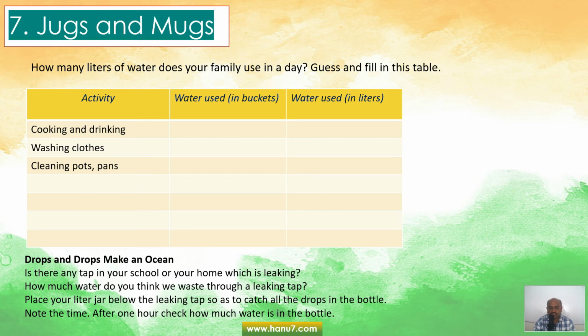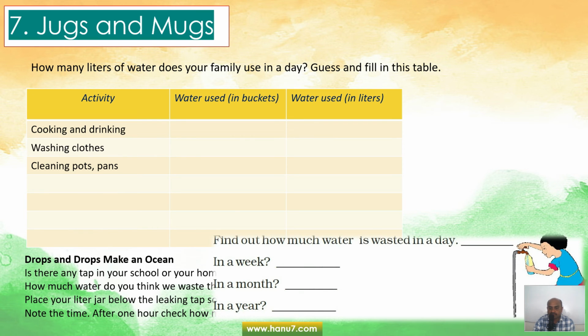Okay, so just do this activity, note the time, how much water is getting wasted, check it. If it is a leakage, or if it is improperly closed by other persons, again put a liter bottle, check how much water is getting wasted, and measure it and tell them. If it is in your hands, close the tap, okay, and save water. So after that, you have to fill this. Find out how much water is wasted in a day, in a week, in a month, in a year.